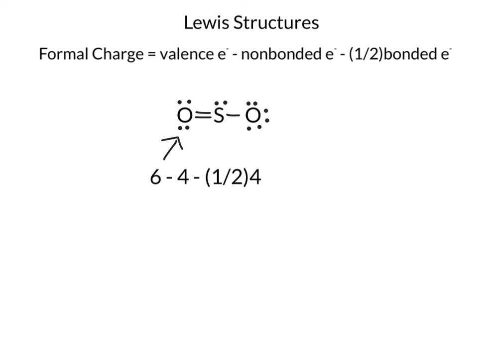This will give this oxygen a formal charge of 0, which is what we expect because the oxygen is bonded exactly the way it normally wants to. It's bonded twice in order to get its 2 additional electrons. Next, let's look at the sulfur.